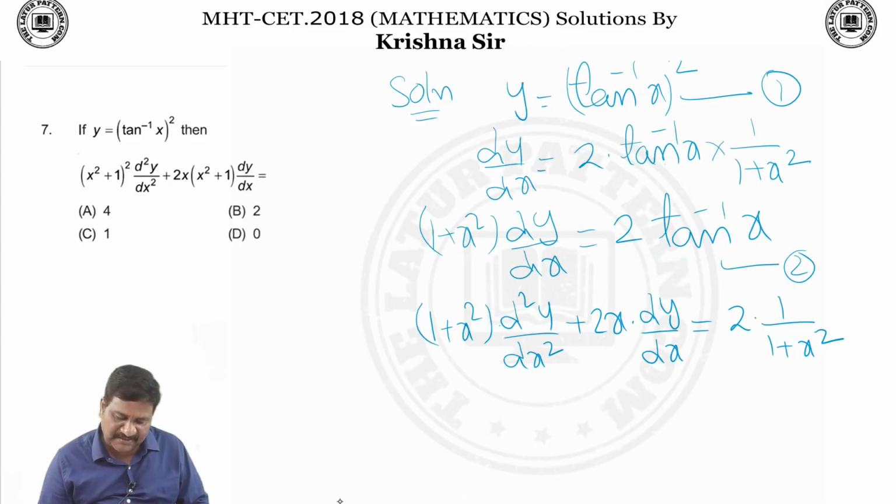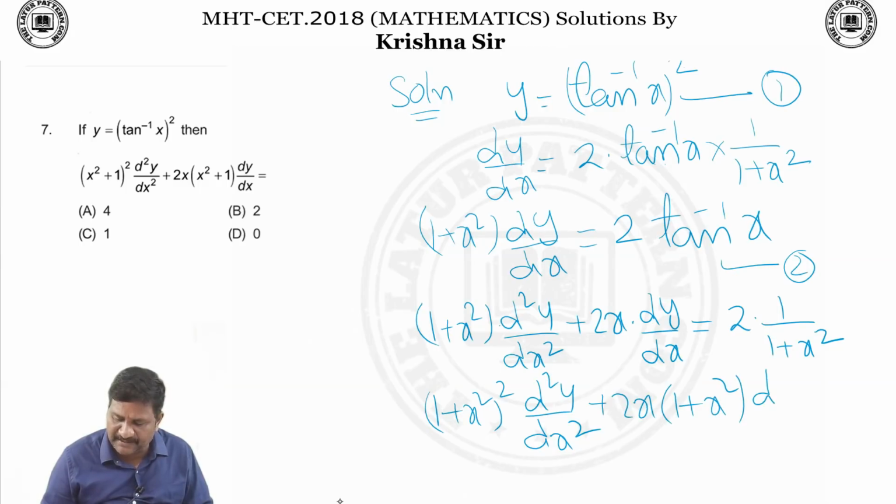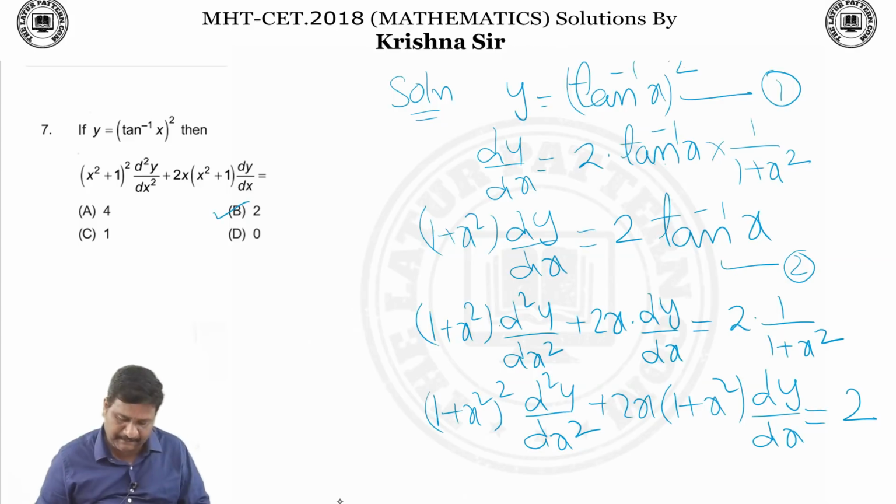Now this 1 plus x square we are getting by cross multiplication, multiplied, then (1 plus x square) whole square d square y by dx square, plus 2x multiplied by 1 plus x square into dy by dx. Now what is the remaining we have in RHS? 2. So our option is B.